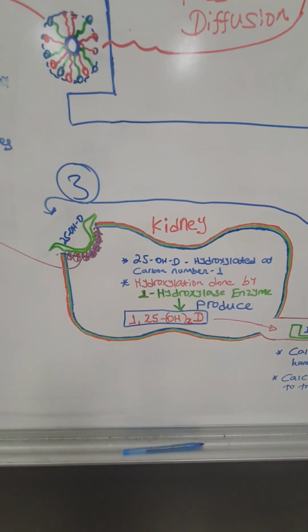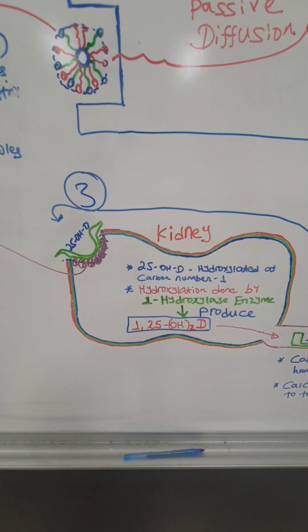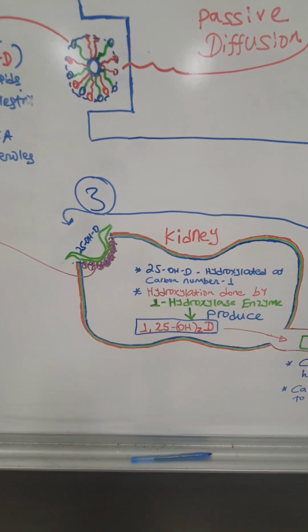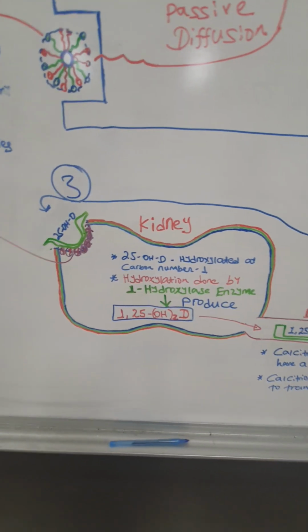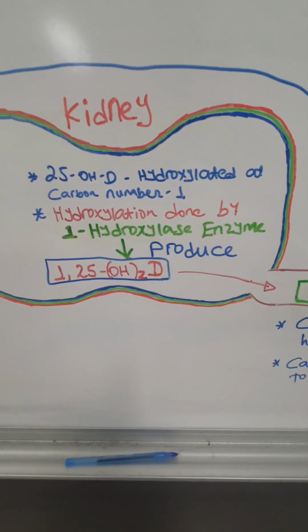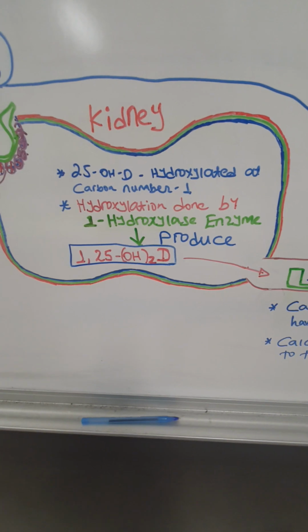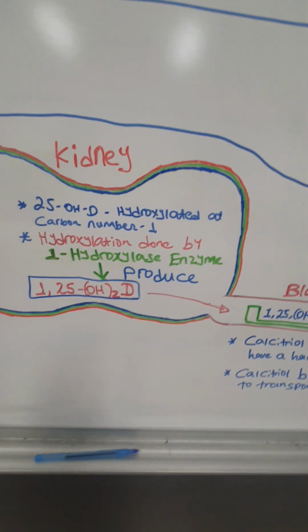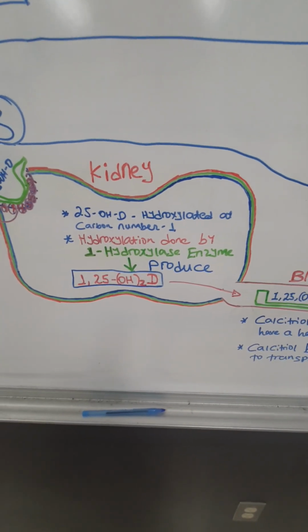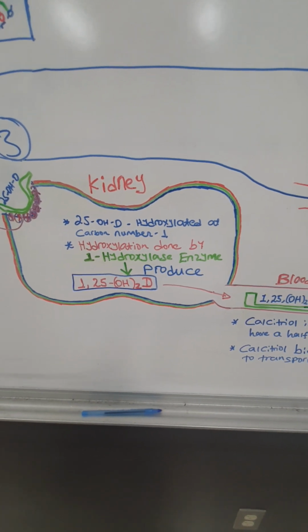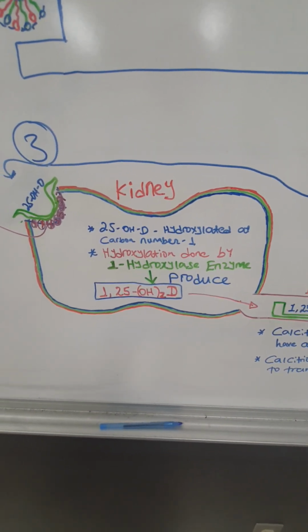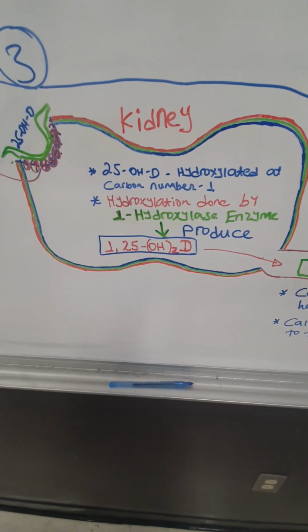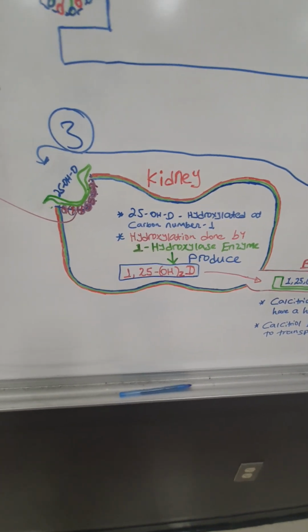Inside the mitochondria of the kidney, this 25-OHD form of vitamin D will again be hydroxylated by another enzyme called 1-hydroxylase enzyme. This hydroxylase enzyme is found in the kidney mitochondria, and what this enzyme will do is add one OH group at carbon number 1. So they call it 1-hydroxylase enzyme because it has the OH group in the first carbon atom.